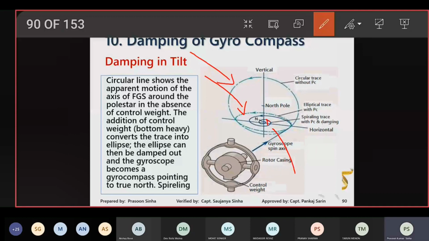Same thing what I said is clearly written here. Circular trace without control precession. Elliptical trace with precession, control precession. And spiral trace with PC and PD, damping and control precession.